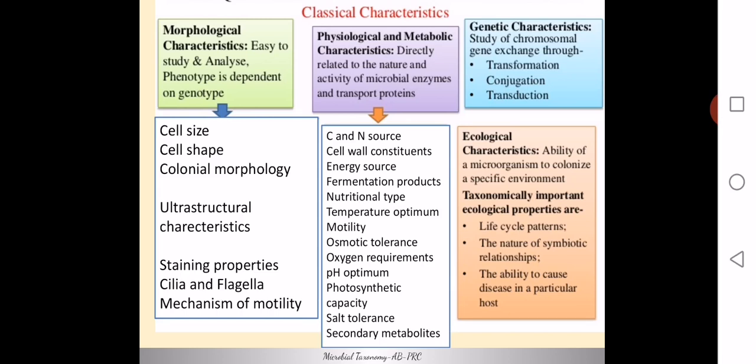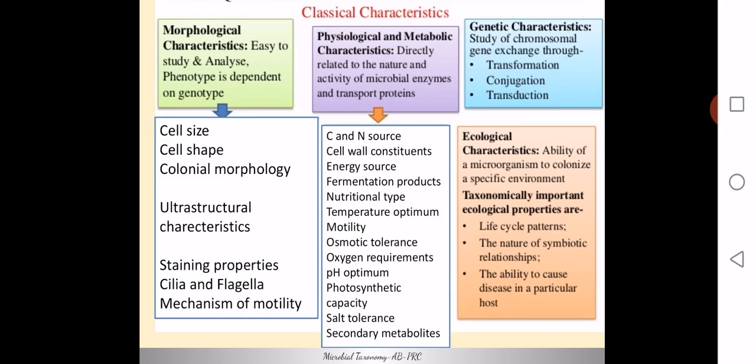Then under the physiological and metabolic characteristics, most of the characters are present or absent because of the presence or absence of a microbial enzyme, and also the presence or absence of certain transport proteins. Based on that, we have different components under study. A number of components are there under this particular head, like carbon and nitrogen source, cell wall constituents, energy source, fermentation, etc. You can see a number of characteristics which are under study.